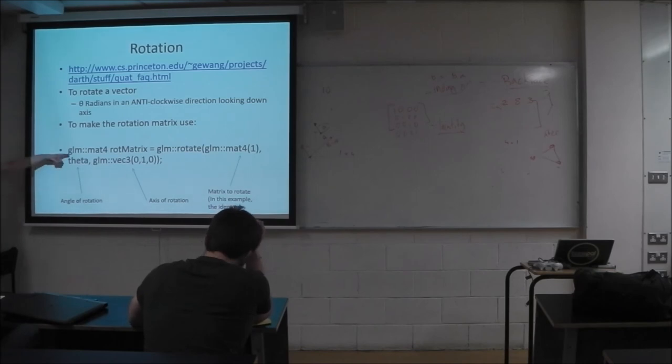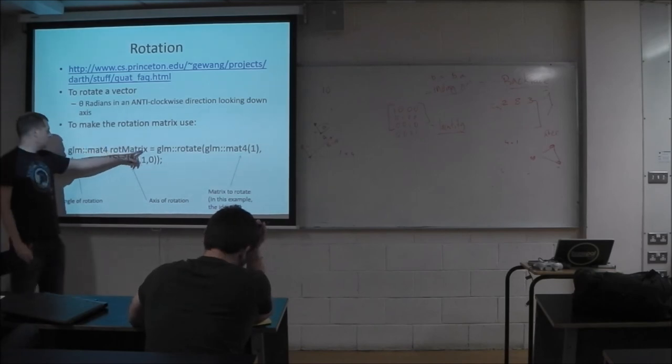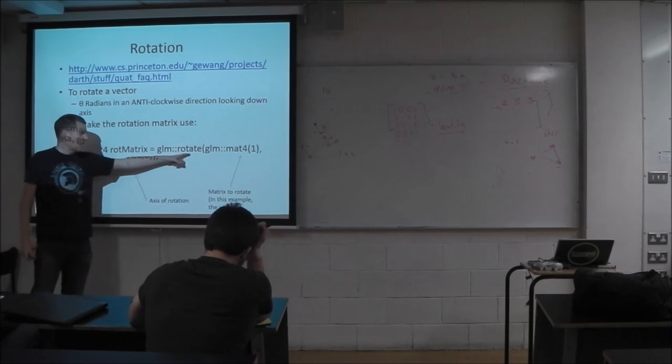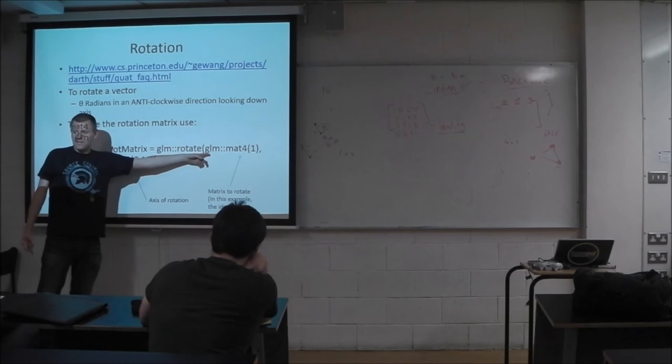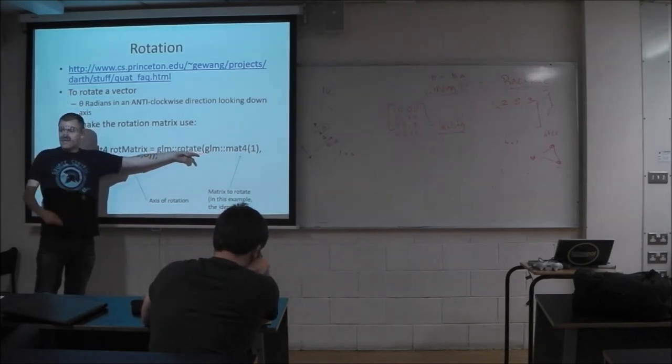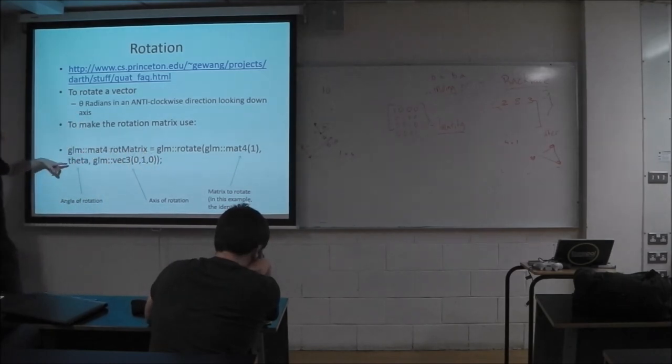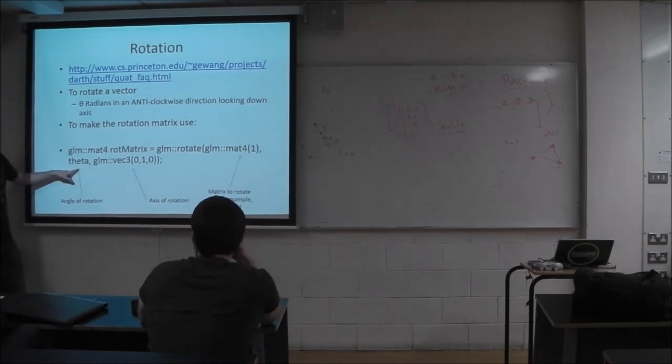And to make one, you go, rot matrix, glm::mat4 as well, and you go glm::rotate. You pass in the first parameter, this is the matrix you want to rotate. I always pass in the identity, even though you could pass in a translation matrix and it would add rotation components into that translation matrix. The second parameter here is the angle of rotation. And then the third parameter is the axis of rotation. Next question. Is this thing going to be degrees or radians? That could be either. I think it's radians, but I need to just double check my code.